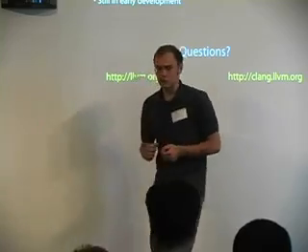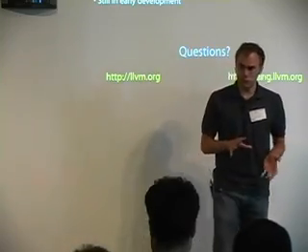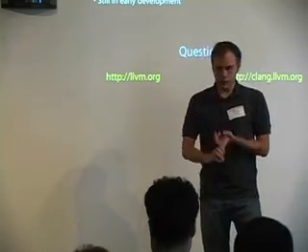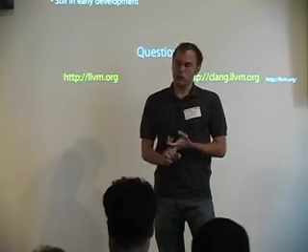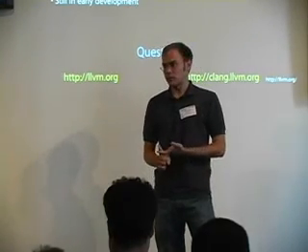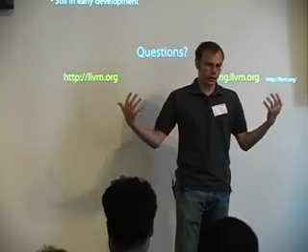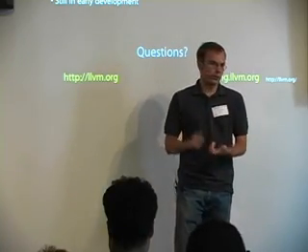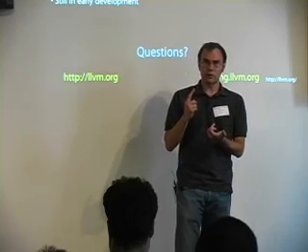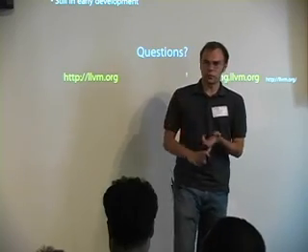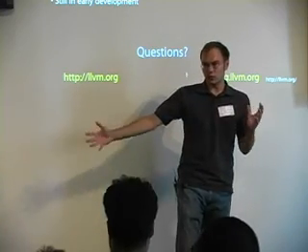LLVM obviously has an optimizer. It also has a linker that works on its own IR files. When you invoke the link time optimizer piece, it links together and it understands visibility, weak linkage, all that stuff. So if you're given two .ll files, you can link them together and it does the right thing.